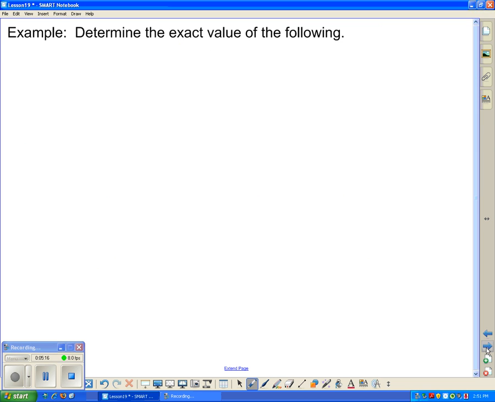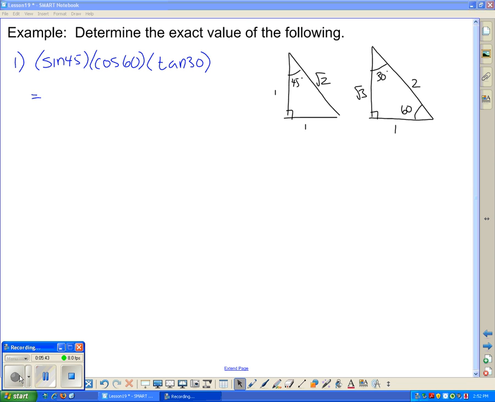All right. So determine the exact value of the following. So the example I have here, if you have sine 45 and you multiply cos of 60 and you multiply tan of 30, what's the exact value? All right. So I'm going to recreate the special triangles on this page so I have something to look at and point at. So with those special triangles, I can now answer my question.